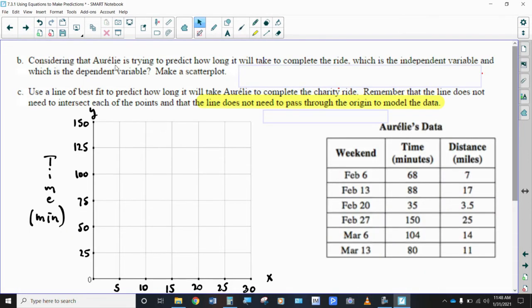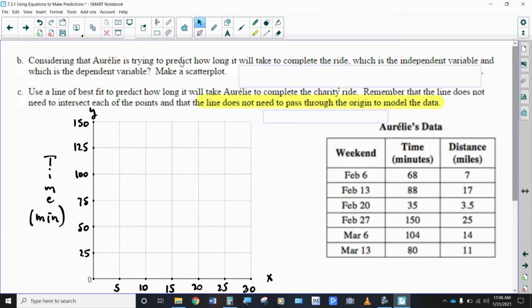It says, considering that Arlie is trying to predict how long it will take to complete the ride, which is the independent variable and which is the dependent variable? All right, so this is always the hardest part, is trying to figure out which variable is which. Which variable goes on the x-axis and which variable goes on the y-axis when you're plotting these points, right? So let's read this again.